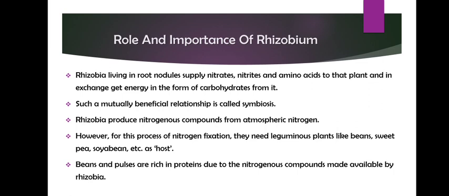So, this rhizobium, which produces nitrogenous compounds using atmospheric nitrogen, this is only possible if it gets a host. Host means where the rhizobium can live. So where rhizobium can live, it can live in the root nodules of leguminous plants. So there it will make the plants very rich in protein, because of the nitrogenous compounds it makes available to the plant. Followed?